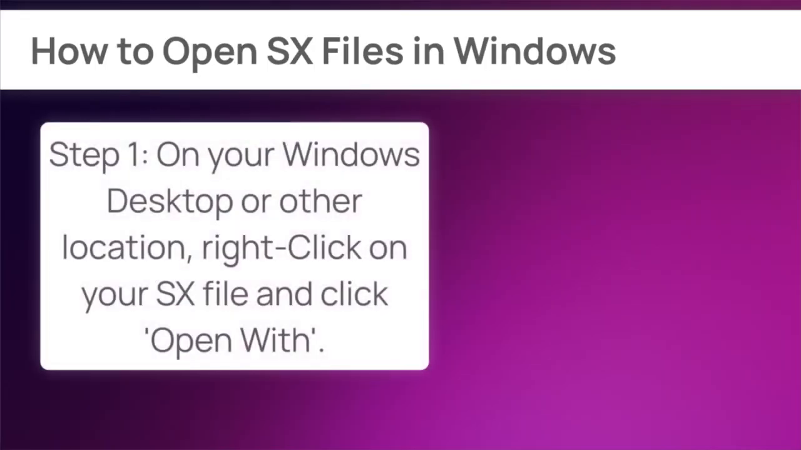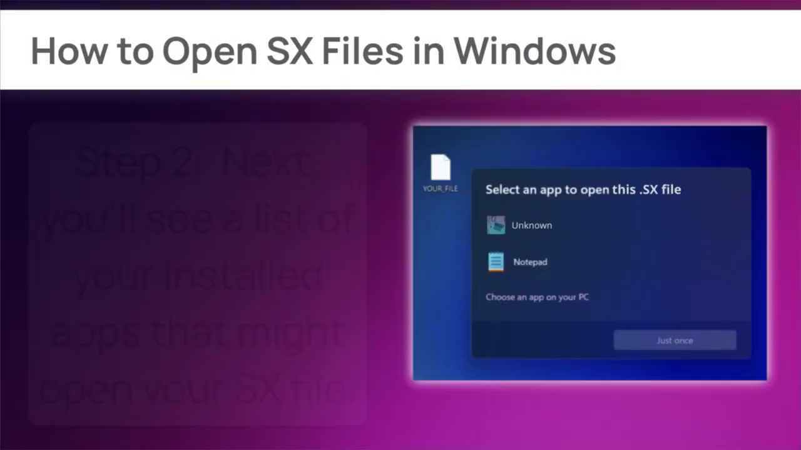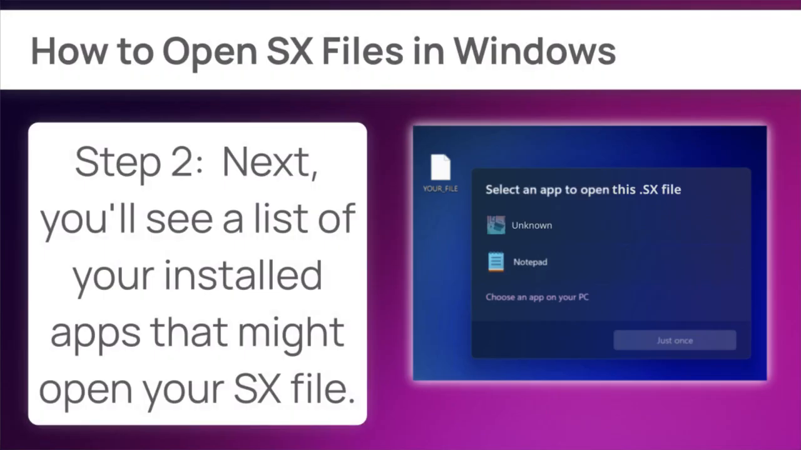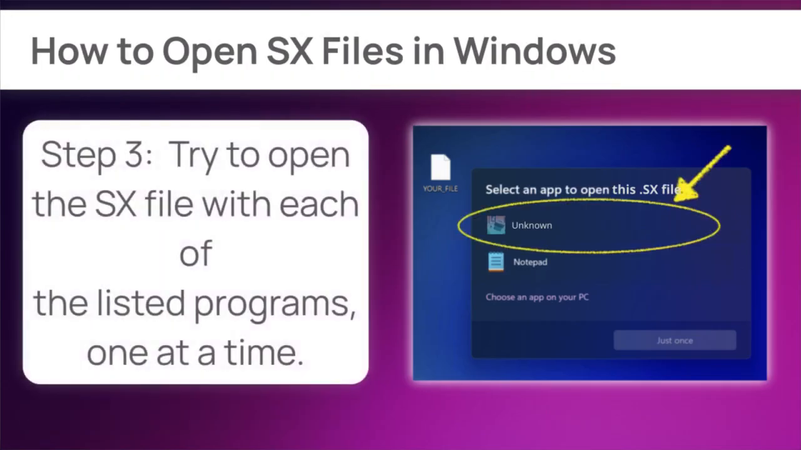Your first move is to test all possible decoders. Right-click your SX file and choose Open With. Use Unknown if it is installed. If it's missing, select another program. Testing is the quickest diagnostic method.